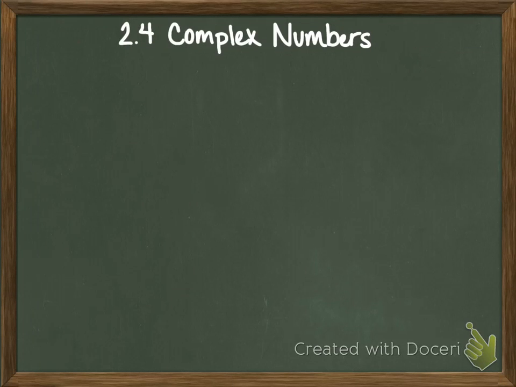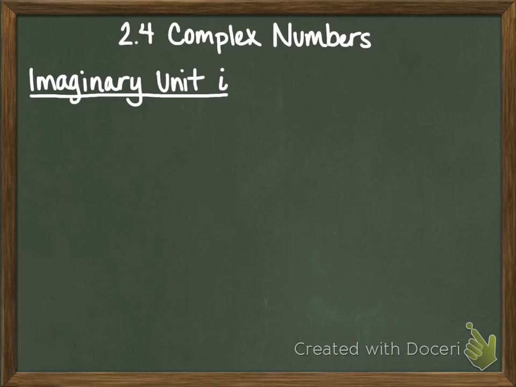Section 2.4 on complex numbers. So we're going to talk about the imaginary unit i. There are two rules that we need to know when we're dealing with imaginary numbers. First is that i equals the square root of -1. So anytime you see a negative underneath the radical, that's going to come out of the radical as an i.